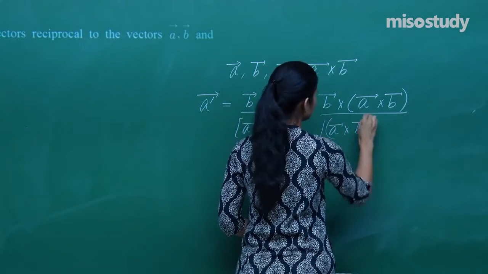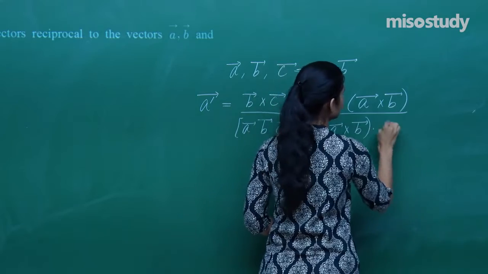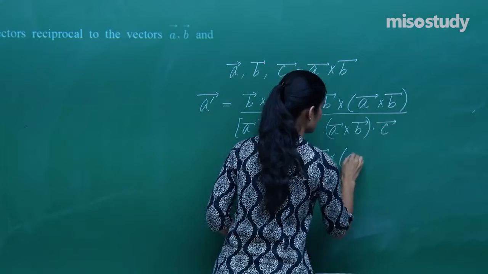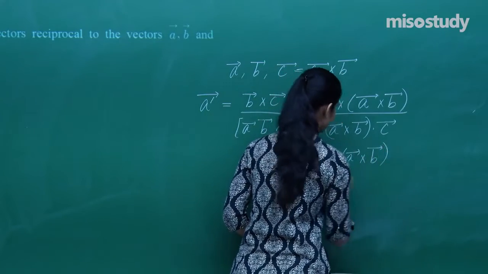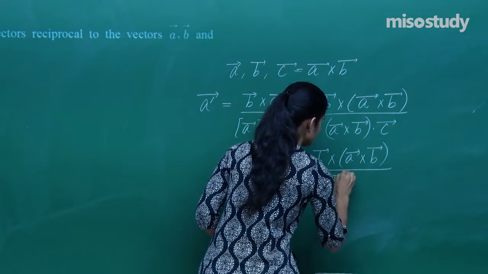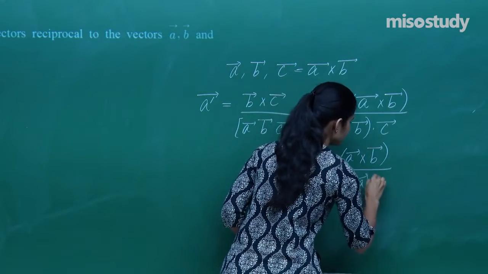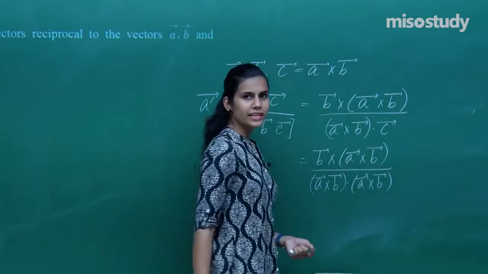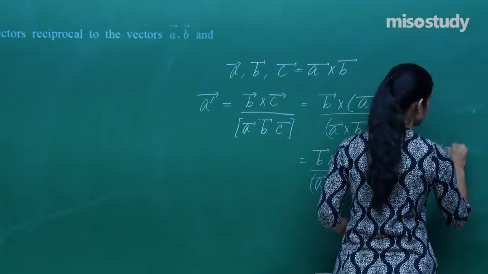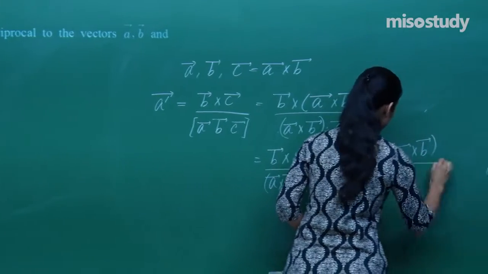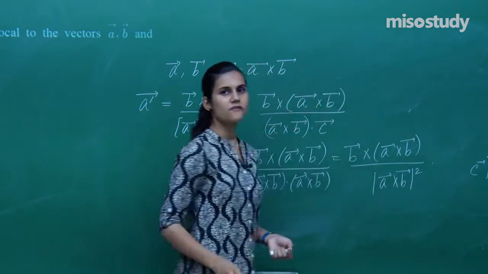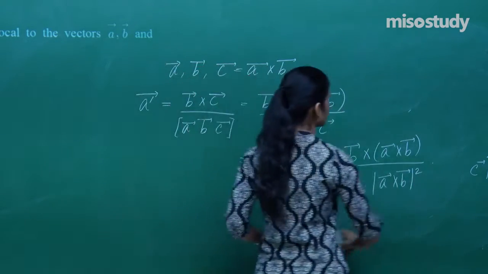A cross B dot C. Now this becomes what? A cross B dot C, but C is what? C is again A cross B. A cross B dot A cross B is mod of A cross B whole square. So you basically get B cross (A cross B) upon mod of A cross B whole square. This is the first vector in the system of reciprocal vectors.